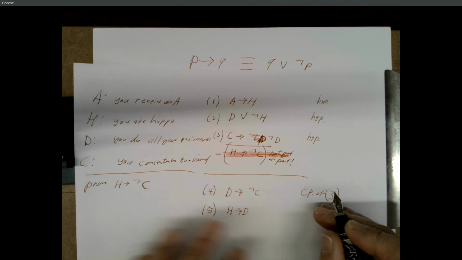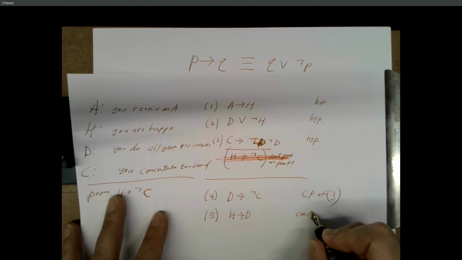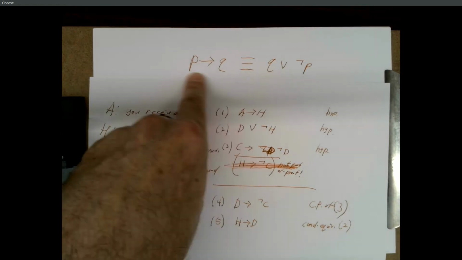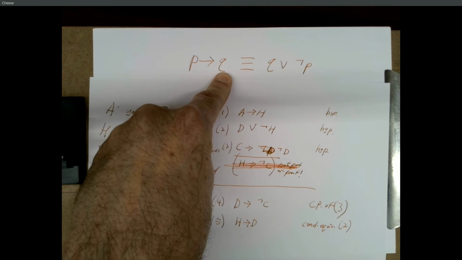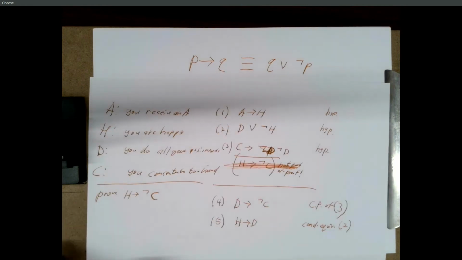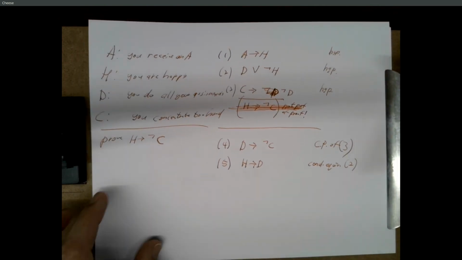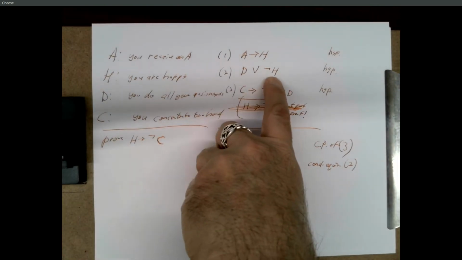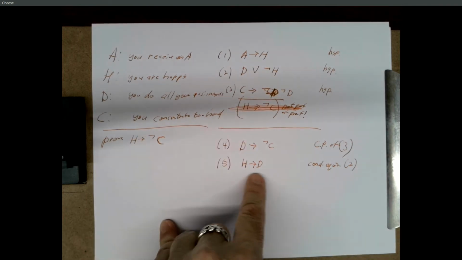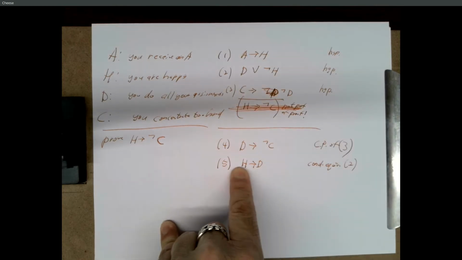And that's conditional equivalence of 2. This is saying that an if-then is true if the conclusion is true or the hypothesis is false. In other words, H implies D will be true if the conclusion is true, meaning D, or the hypothesis is false, not H.